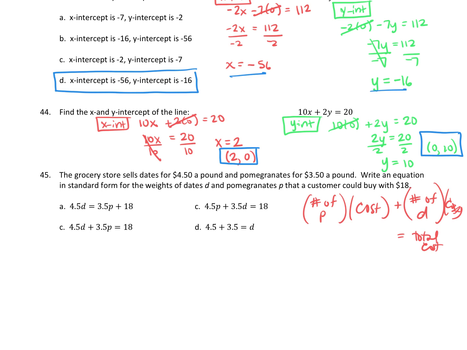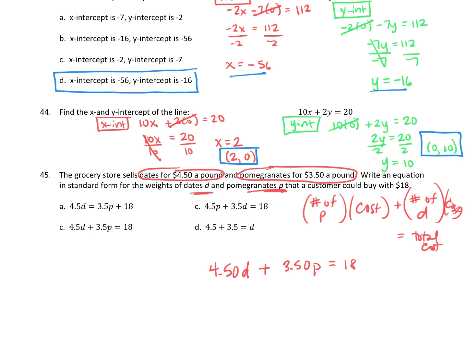So that's kind of what we're figuring out, but let's talk about the dates first. Dates sell for $4.50 a pound, and they said that we can use D to represent the weight of the dates. So we're going to do $4.50 times every pound of dates. We're also going to add our pomegranates, which cost $3.50 a pound. So $3.50 times every pound P of pomegranates, because they told us that was our variable. And that's going to equal our total cost of 18.